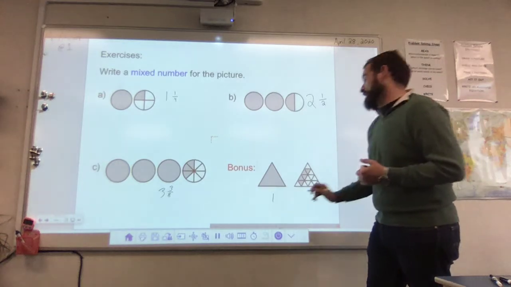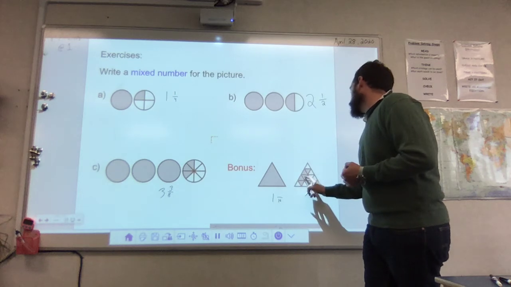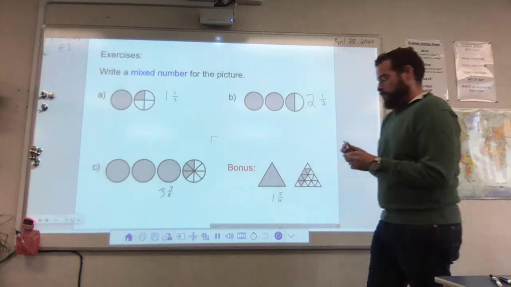So that's divided into 16ths. That's going to be our denominator. And there are 1, 2, 3, 4, 5 shaded, so 1 and 5/16.